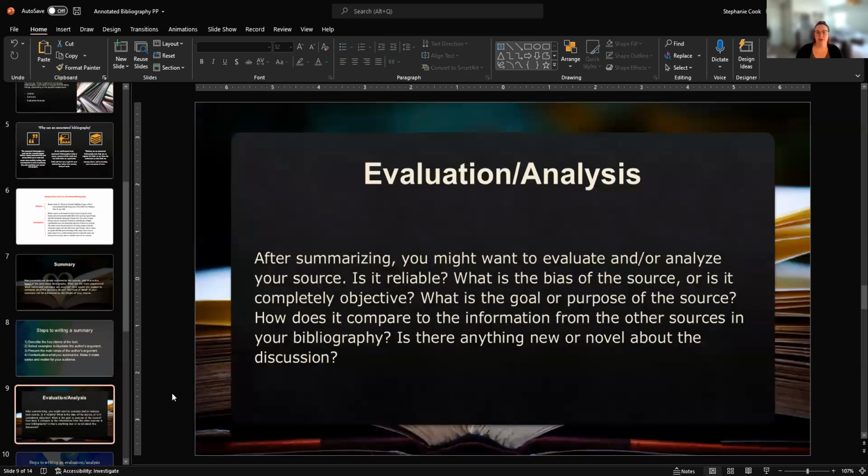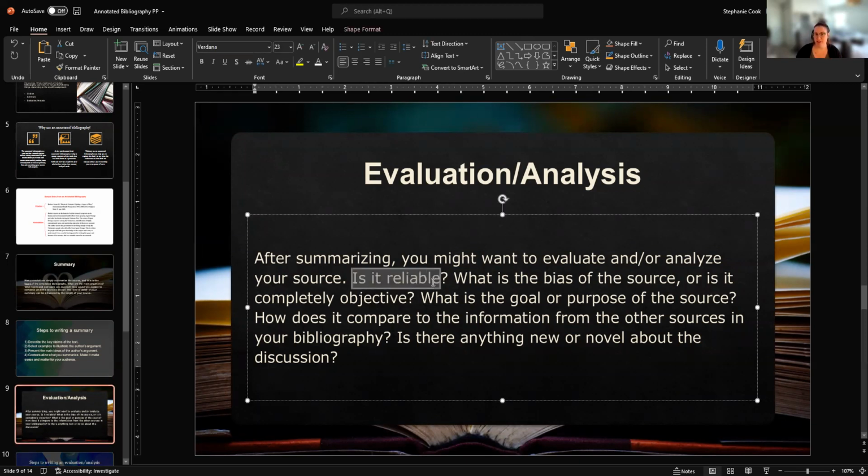So let's look at the evaluation. After summarizing, you're going to put your own ideas in here. Again, you're not saying, I love this source or I agree with what this author is saying, but you are going to comment on the source itself. So questions you might ask yourself: is it reliable? Is there a bias? Is it fully objective, or do I see some kind of subjectivity happening in what they're discussing? What's the goal?